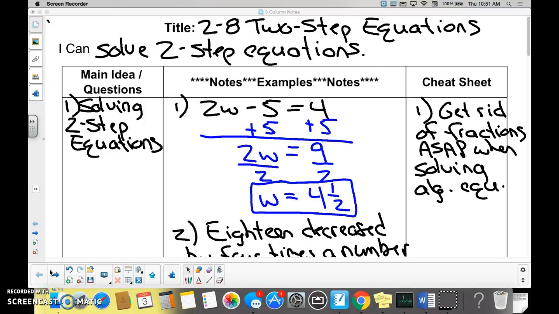Number 1, where there's no vocab, so our main idea number 1 would be the process of solving two-step equations, which should not be all that new because we've already solved a couple of two-step equations.